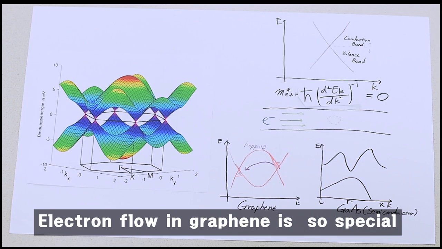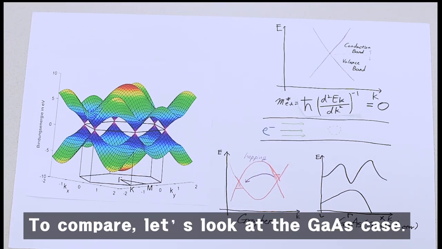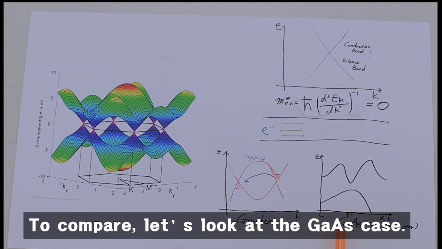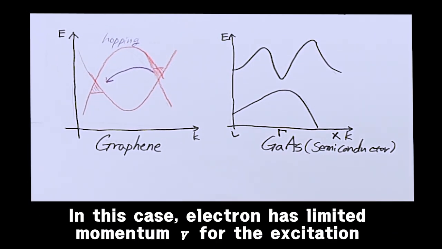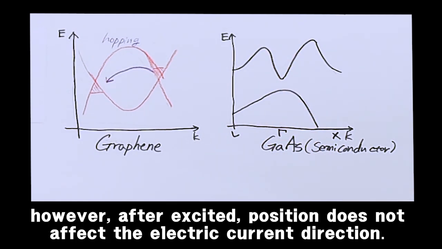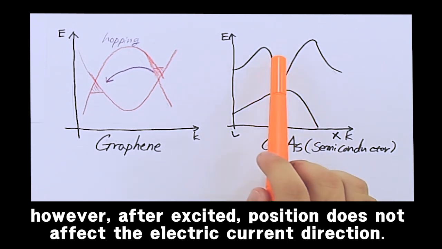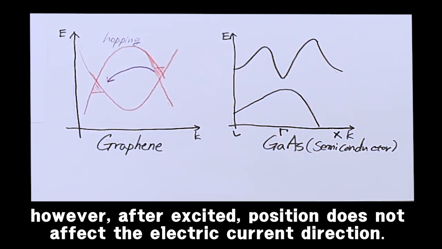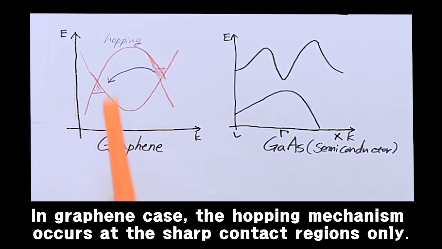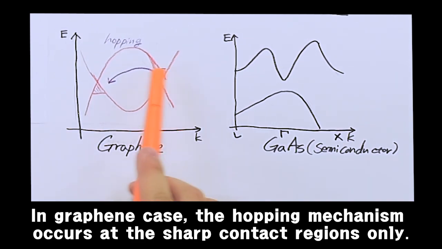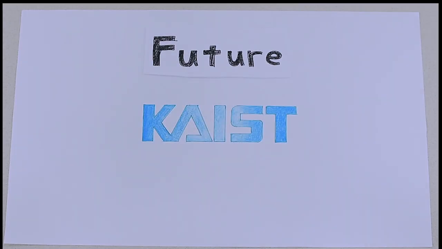Electron flow in graphene is so special. To compare, let's look at the gallium arsenide case. In this case, the electron has limited momentum gamma for the excitation. However, after being excited, position does not affect the electric current direction. In the graphene case, the hopping mechanism occurs at the sharp contact regions only.